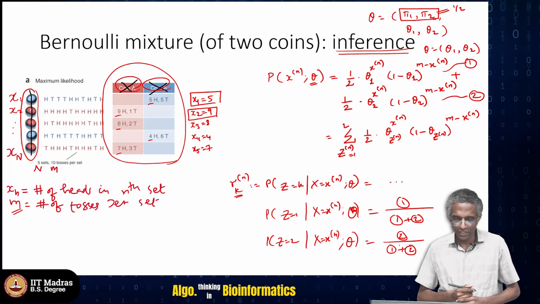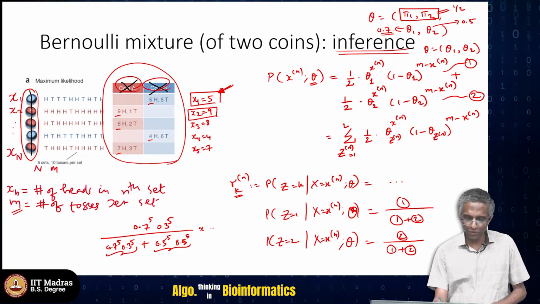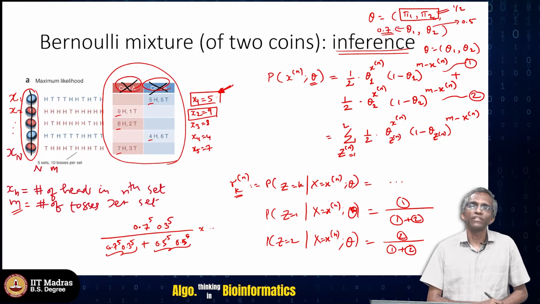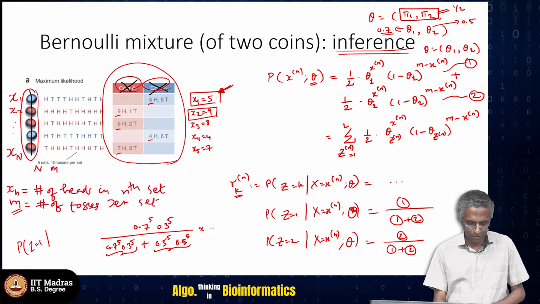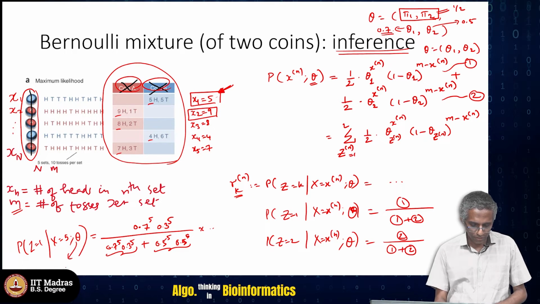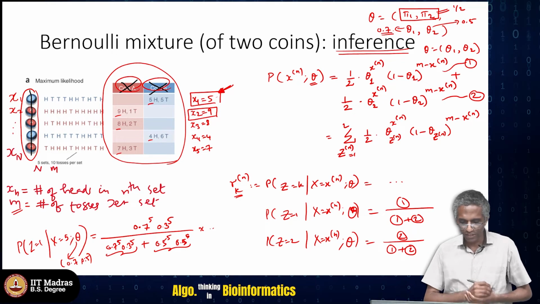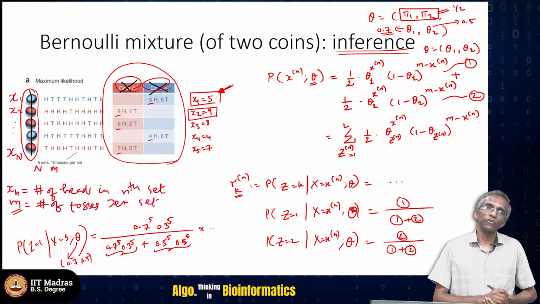Okay, so let us look at the responsibility vector of this particular data point x1 equal to 5. What is the probability that coin A generated this set of 5 heads? That probability is given here. This is the probability that z equal to 1 given x equal to 5, x1, and given theta 1 and theta 2, and theta 1 and theta 2 are going to be 0.7 comma 0.5. If you have this, then this will be your responsibility vector.